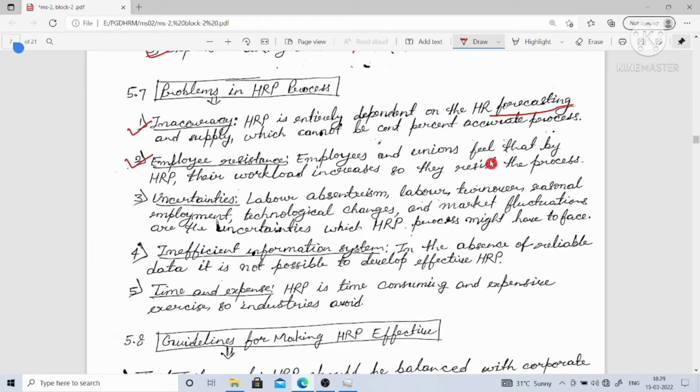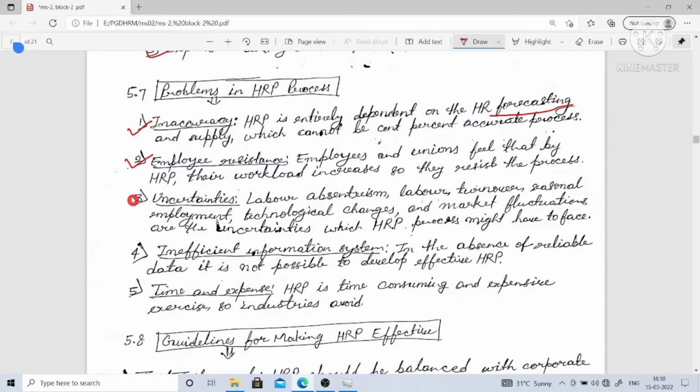Second is employee resistance. Employees and unions feel that by human resource planning their workload increases, so they resist the process. Human resource planning is also about finding out the productivity of employees. So employees and unions resist any kind of human resource planning process, because they think that by giving honest information about their work, their workload will increase.